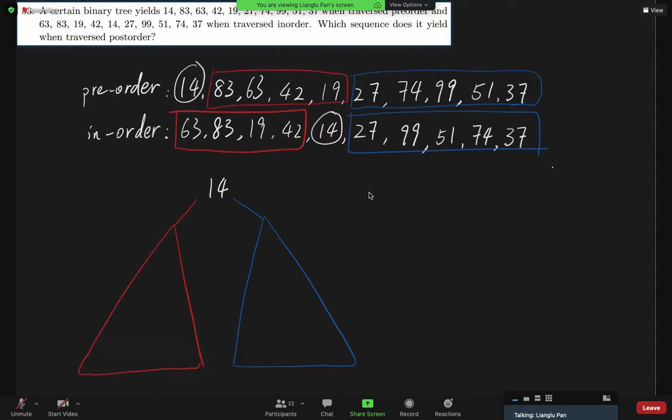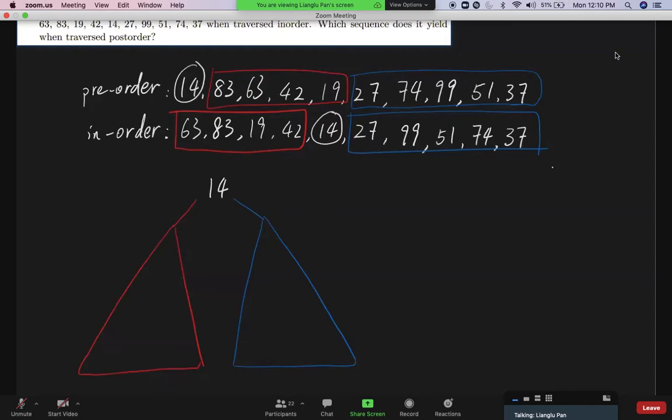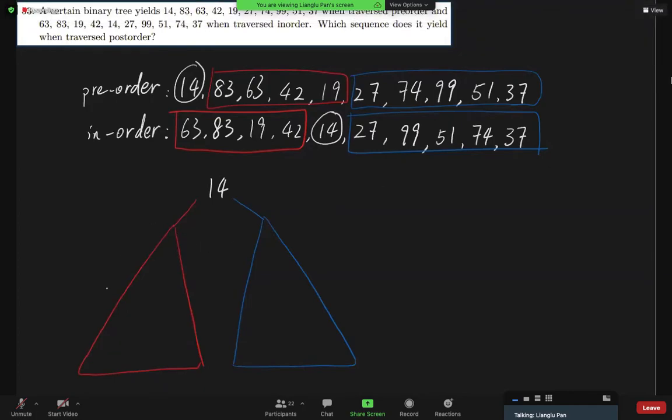Now we've done the first iteration, and next, let's try to construct the subtree, which is the left subtree. So again, we want to identify the root node of this subtree, then find out which nodes are in the left subtree of it, which nodes are in the right subtree of it.